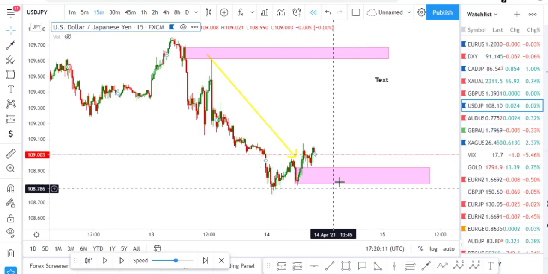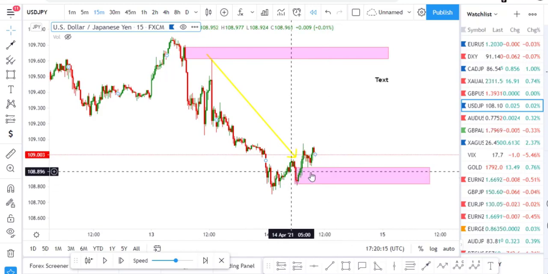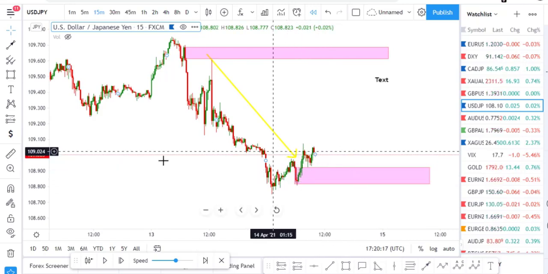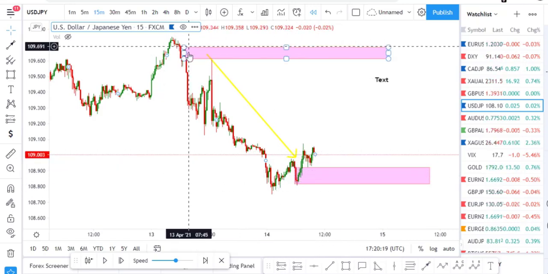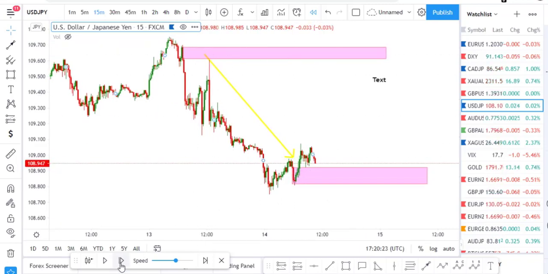You just project that to the future. And what do you do? So this is a bullish order block. So first, you've seen a bearish order block there, now you see a bullish order block. So let's continue.